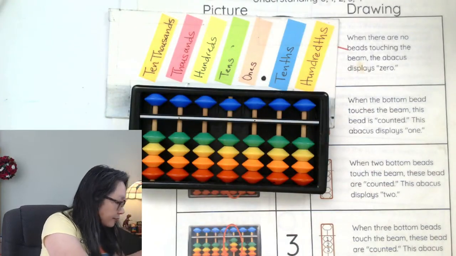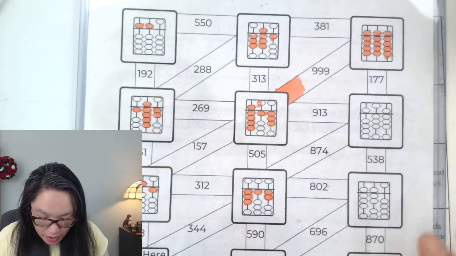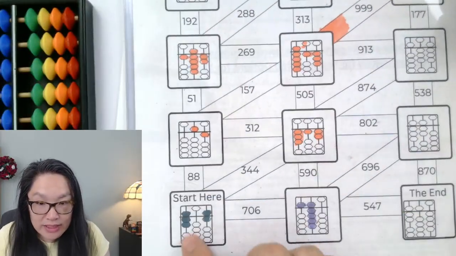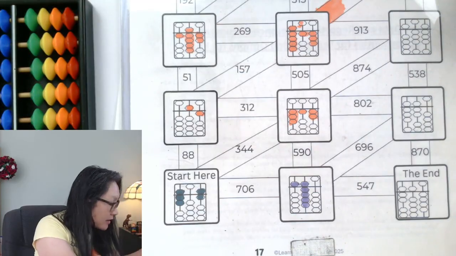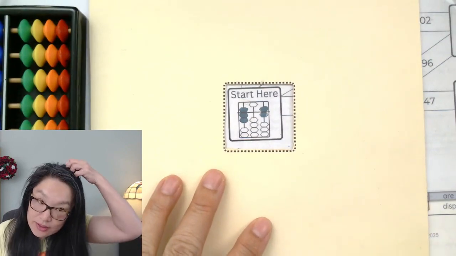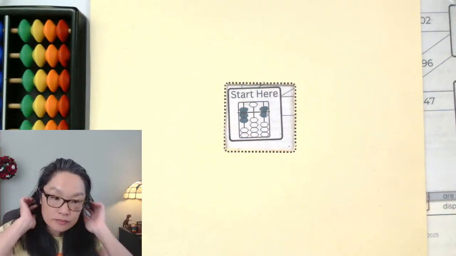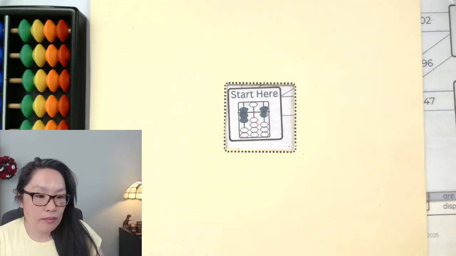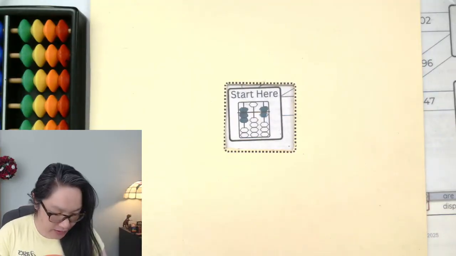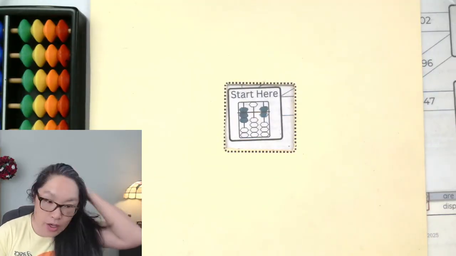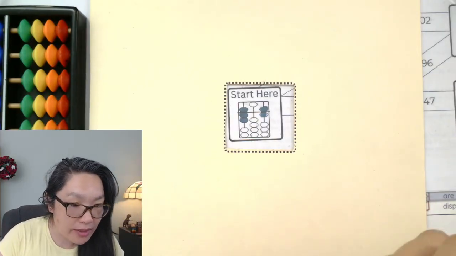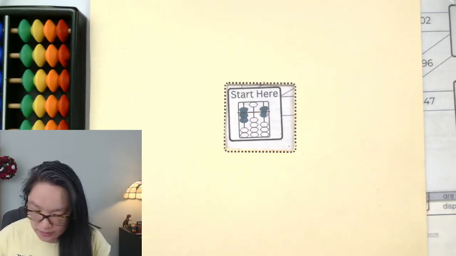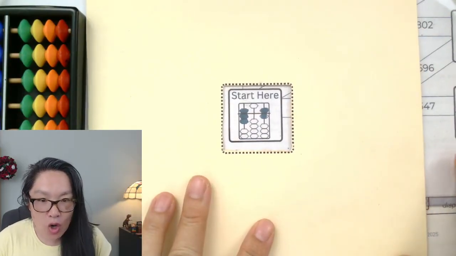I do have a maze that we can go through. What we need to do is read the abacus, and after we read the abacus, we can follow the maze to our end. So if we're ready, what number do you think this is? This is another activity that I created to help understand how to read the abacus. In the chat, what number do you think this is?